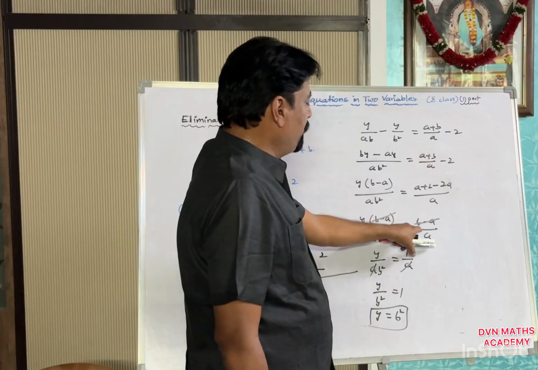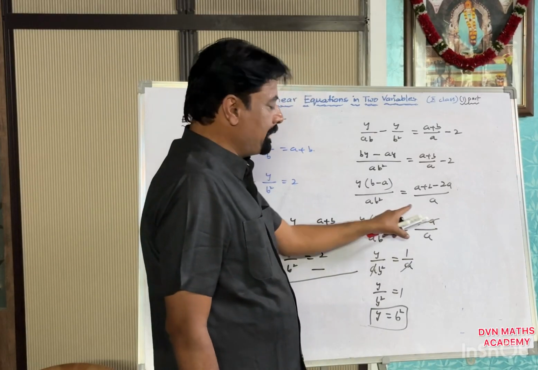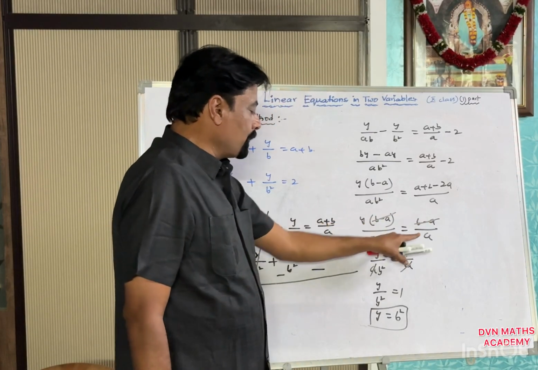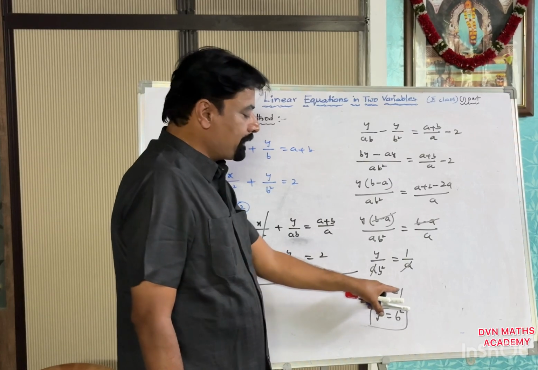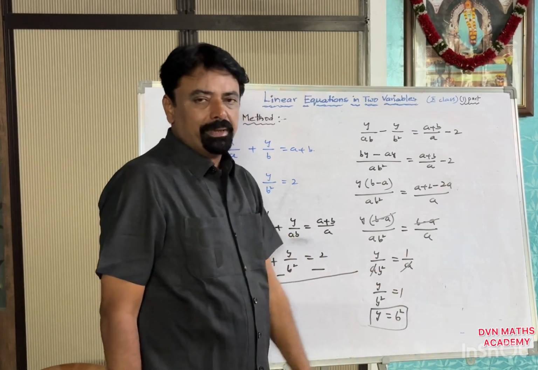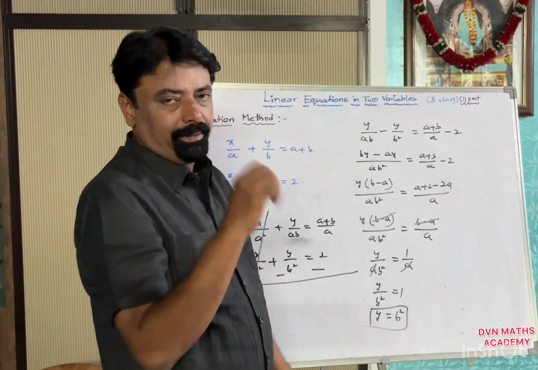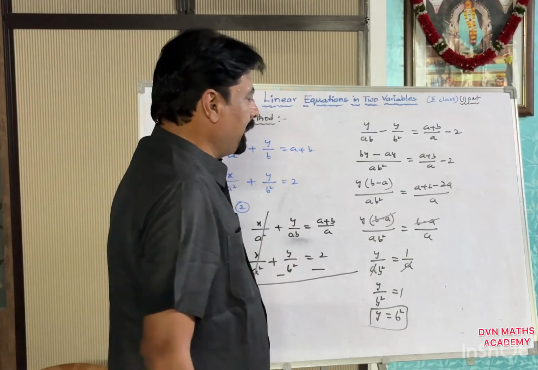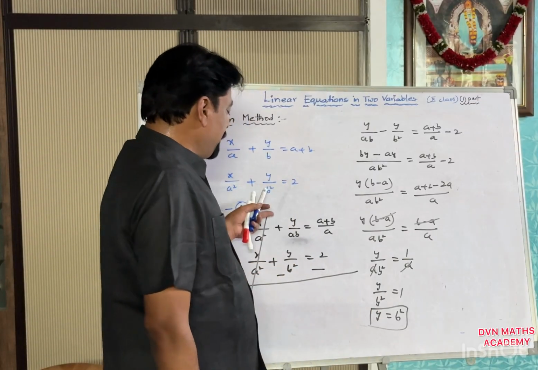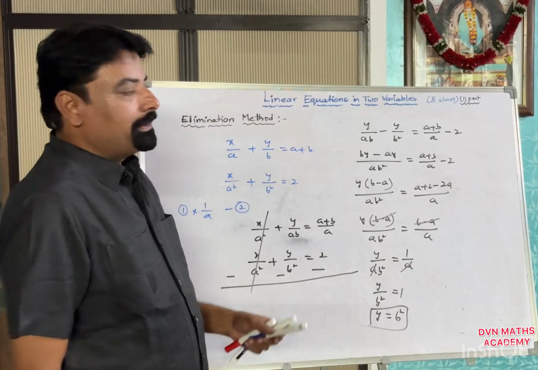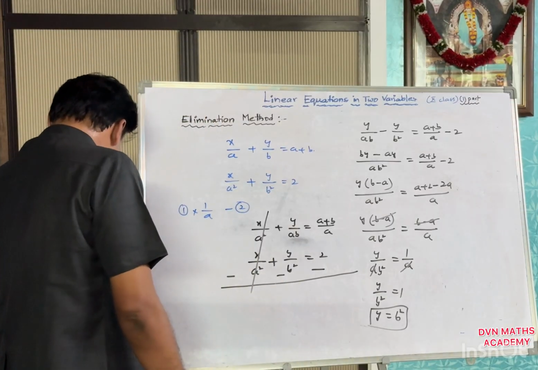Here I got b minus a. This b minus a cancels, and a should be cancelled. Afterwards y by b square is equal to 1 and y is equal to b square. I think x is equal to a square you will get. A square or minus a square you will get if you substitute this y value in equation 1 or 2. So this is also a very interesting pattern.